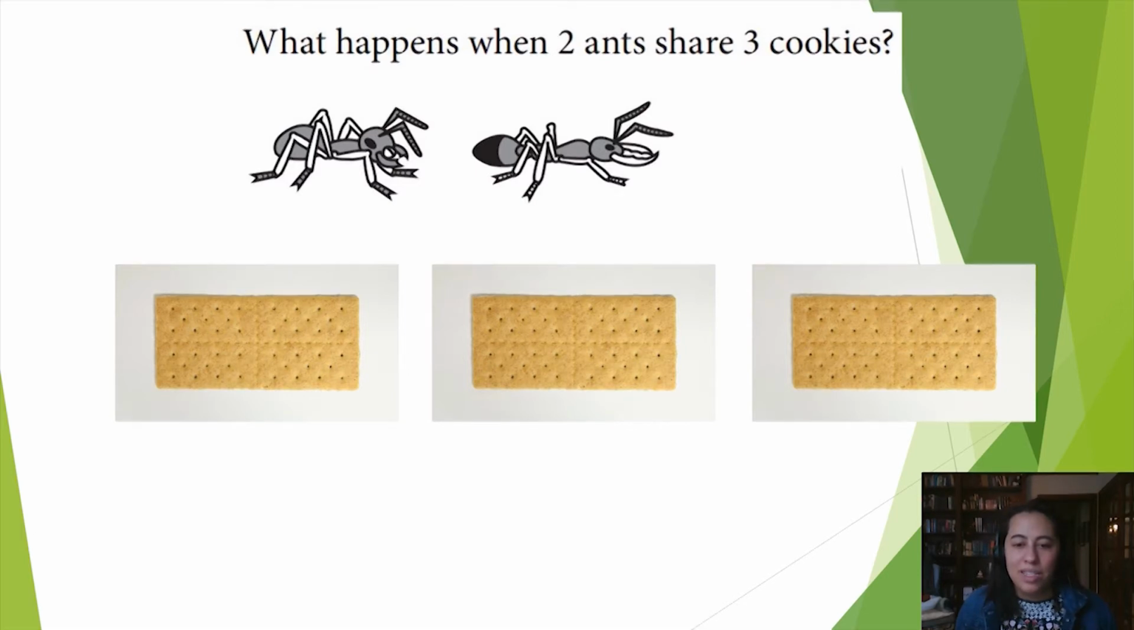So one way to look at this is to think I could give each ant one whole cookie, and then with the last, I could split it in half like this, or I could split it in half like this. Sorry, my drawing's not the best. I'm still trying, that's what matters. So each ant would get 1.5 cookies. That's one way to think about it. Can you think about it another way?